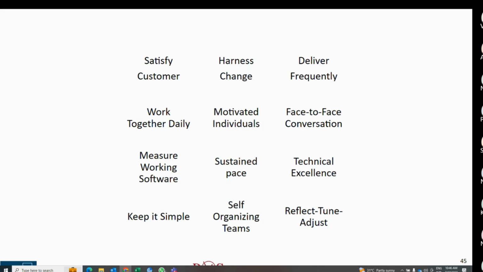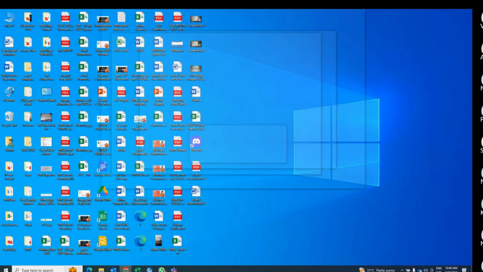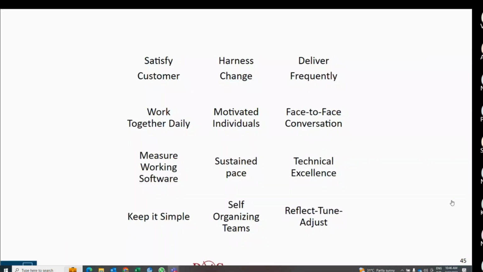Technical excellence. Technical excellence is at the heart of agile. There is no way that you can. In our case, we are from the testing industry. Test automation is one thing. No matter what, you need to have the best of the best architects, because if you do not have them, then you cannot achieve delivering frequently.